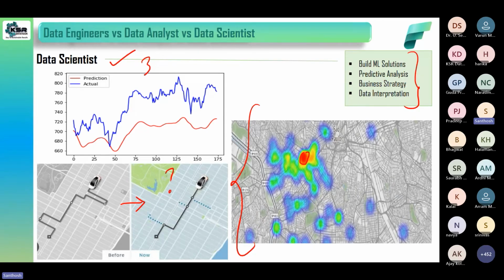Even in KSR, we have data engineers. Even in KSR, we have data scientists. We also have a data analyst. Now, the main people who are helping us generate revenue are data scientists. They'll predict it. Okay, what will they predict?